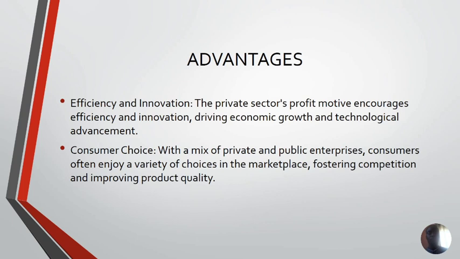And also, we have to talk about consumer choice. With the mix of private and public enterprise, consumers often have a variety of choice in the marketplace. Also, competition improves product quality. As you know, consumers always want to buy products from a company that shows it's a yardstick of quality. So having a mix of both the private and the public allows competition and allows high quality products to be produced at lower prices, which benefits the consumers. That is actually what we call consumer sovereignty.